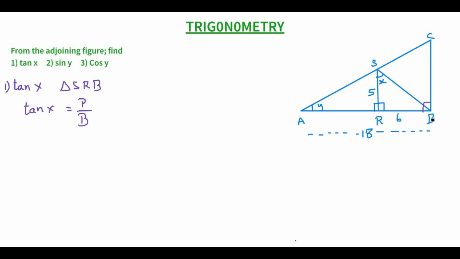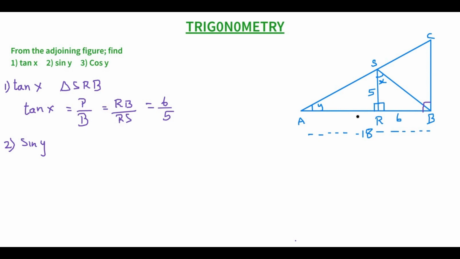So RB is the perpendicular side, and the base is the side next to the angle, which is RS. So here perpendicular is nothing but RB and base is nothing but RS. So the value of tan x equals 6 by 5. Isn't it easy? Now let's find the second question, which is sin y. Here the angle we need to find is y.